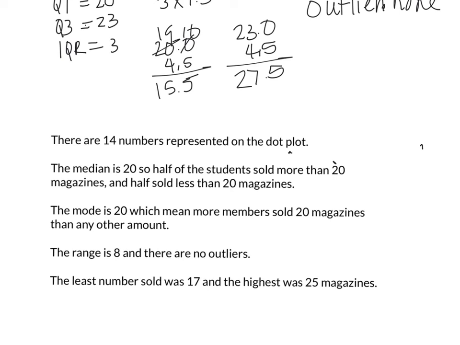We can also know that the range is 8 and there are no outliers, which also means that the least number of magazines sold was 17 and the highest was 25. So this is really just putting into sentences what we've talked about. Just remember that the center is the mean, median, mode, and the spread is how far from it goes. Please pause and write these words down so that you'll have a great example of how to do it.